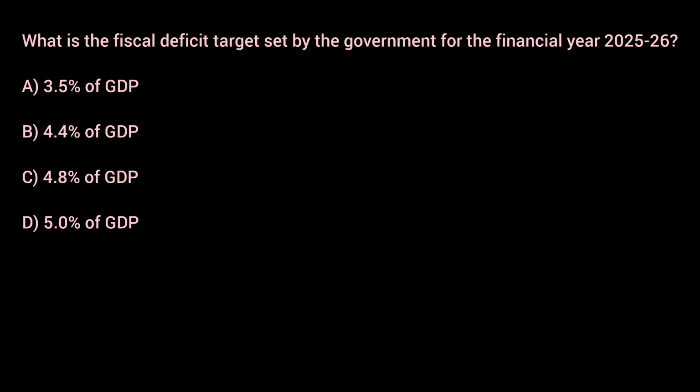What is the fiscal deficit target set by the government for the financial year 2025-26? Option A, 2.5% of GDP. Option B, 4.4% of GDP. Option C, 4.8% of GDP. Option D, 5.0% of GDP. Here, the correct option is option B, that is 4.4% of GDP.